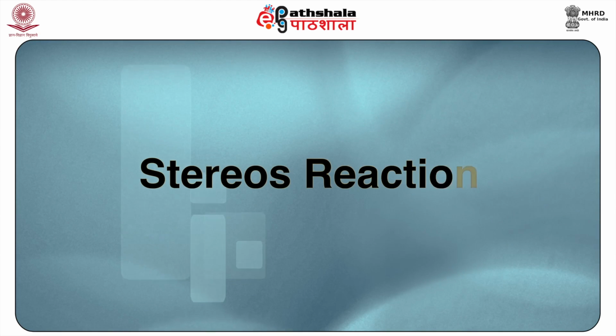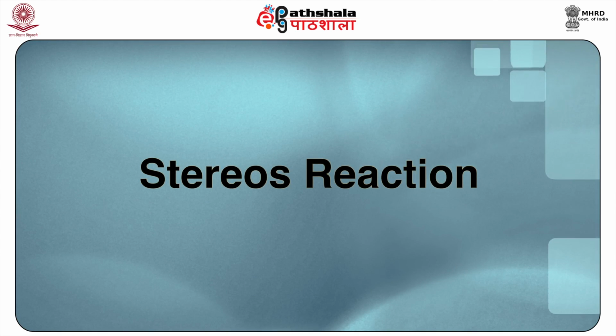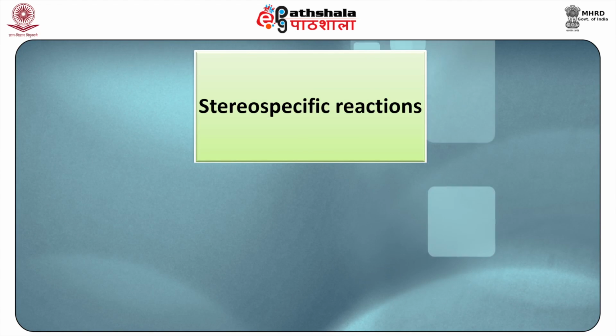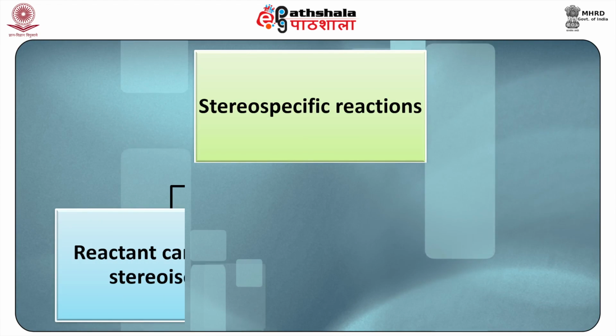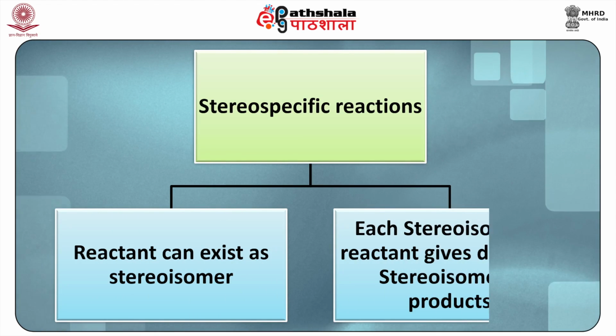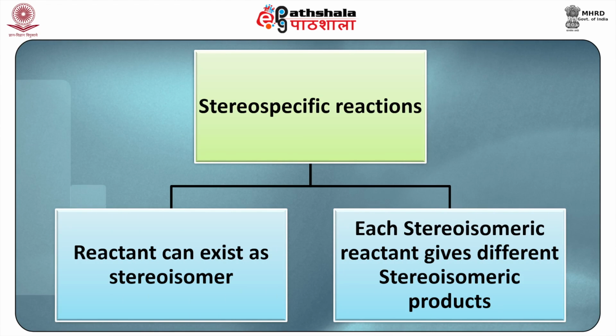Now understand what a stereospecific reaction is. Stereospecific reactions are those reactions in which the reactant can exist as stereoisomers, and each of the stereoisomeric reactants on reaction gives a different stereoisomeric product. And these reactions are the result of reaction mechanisms. For example, addition of bromine to cis or trans 2-butene is stereospecifically trans.